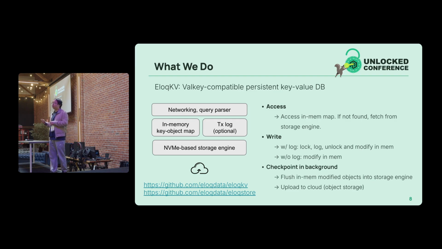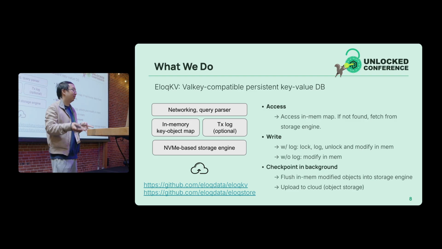On the top, there's a networking layer. In the middle, there's a memory layer, with in-memory access and in-memory data structures. We have a transaction module because we target persistence, but this module is optional. You can turn it on to log Valkey commands, or turn it off. Underneath, there is a storage engine based on NVMe.